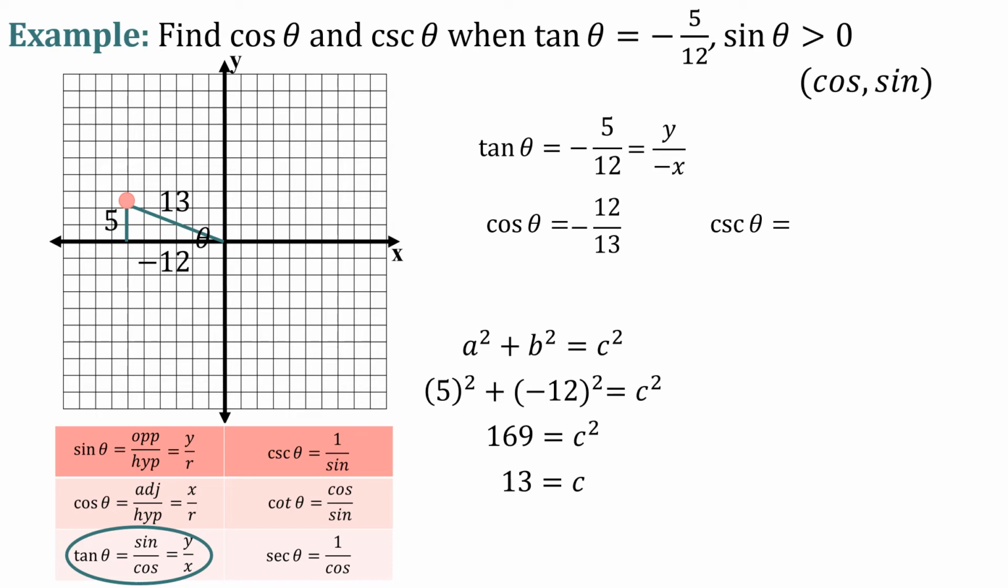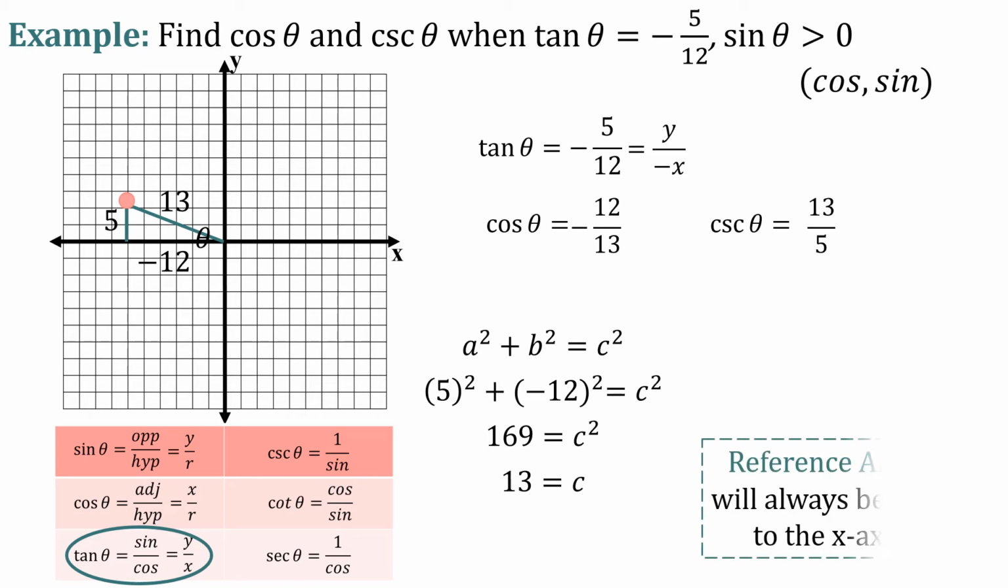Cosecant is the reciprocal of sine. If sine is y over r, cosecant is going to be r over y, which is going to be 13 over 5, because the radius is our hypotenuse, and y is 5. So 13 over 5. Reference angles will always be next to the x-axis. That is so important. That's why I put that little note down there, so make sure you know that.